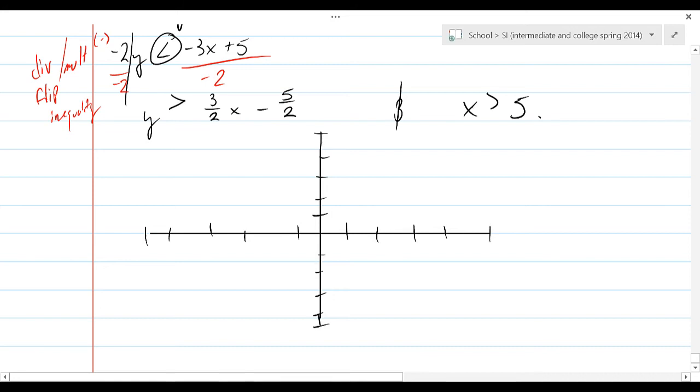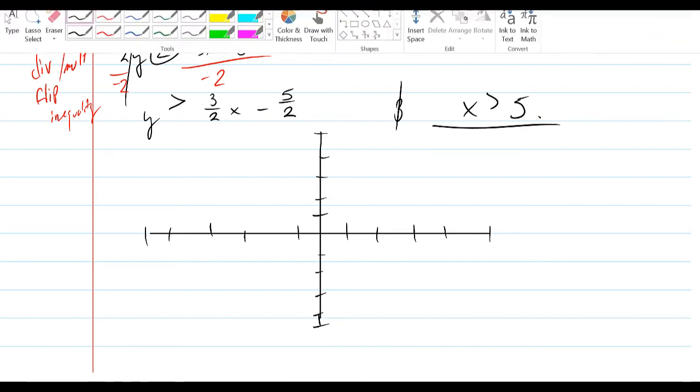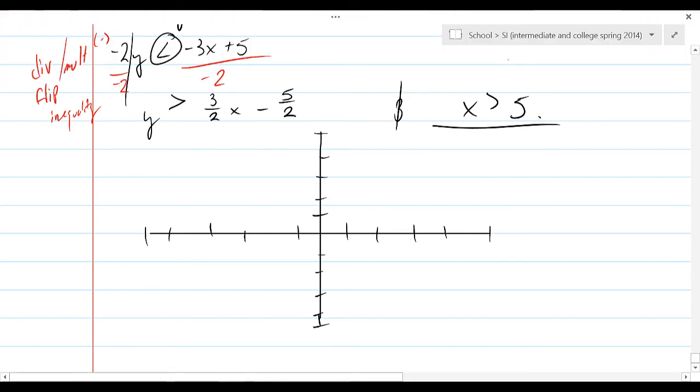First thing I'm going to do is graph the easy one, that one. Greater than 5, well that's this line right here. And it's dotted because it does not have an equal to sign. Well, I guess I could have done that better. There it is. And of course the arrowheads, it goes on forever.